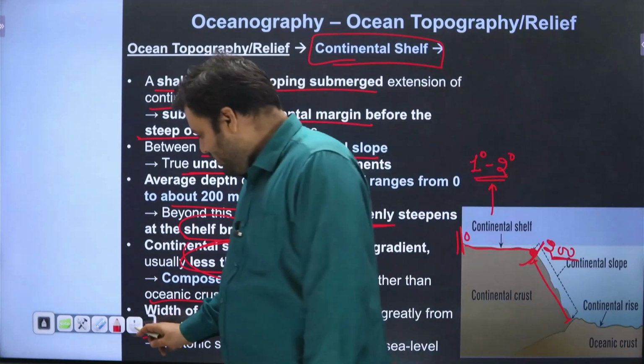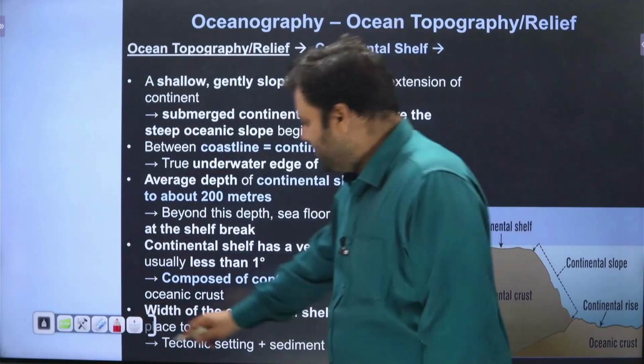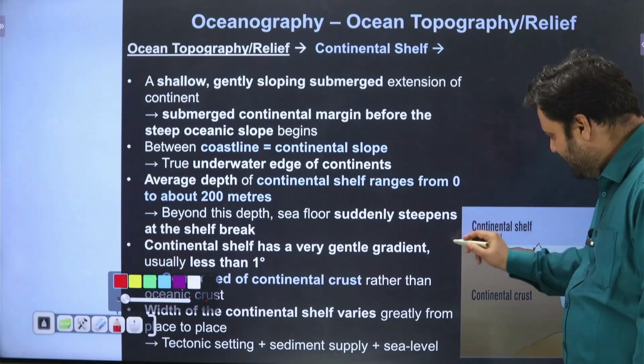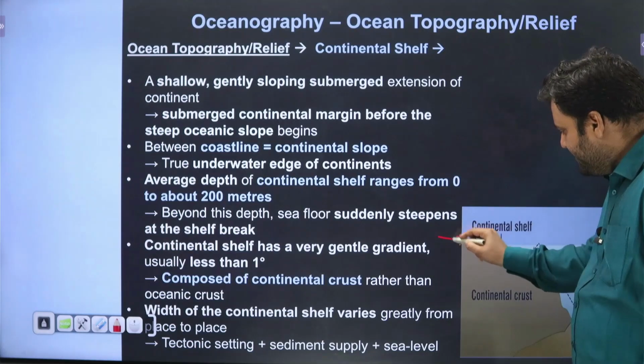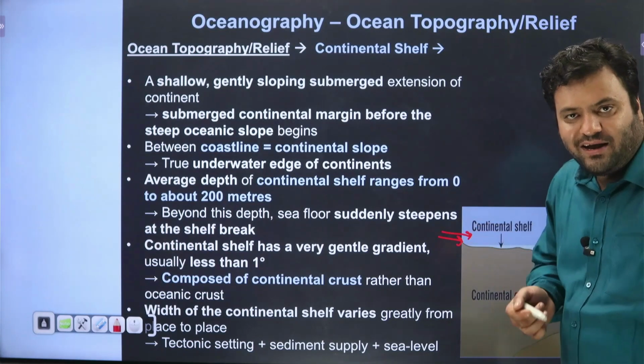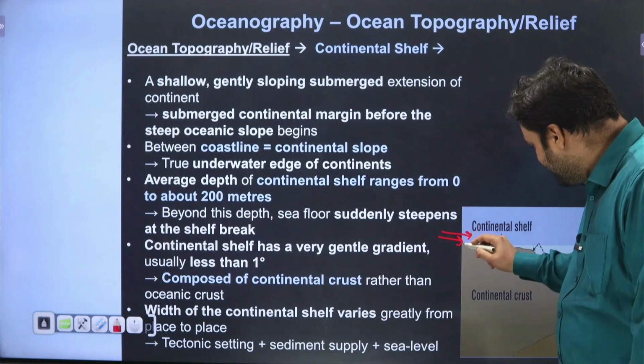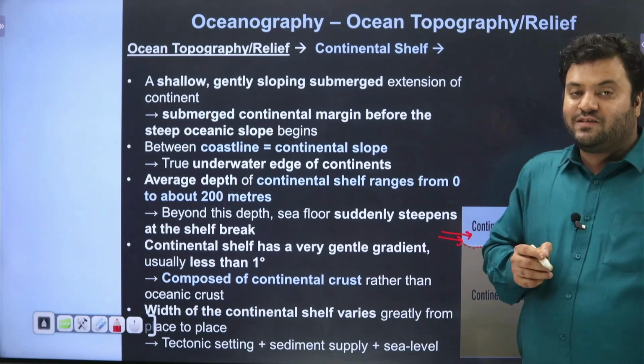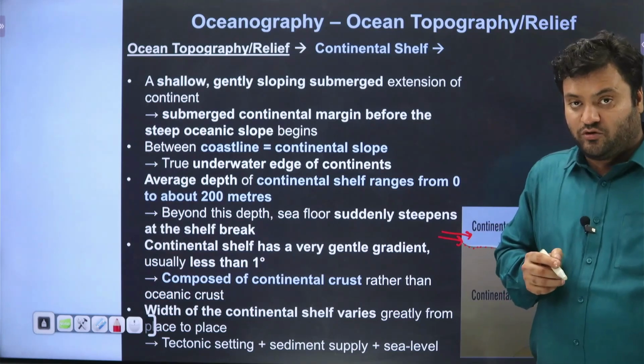See guys, in what way could you have an alteration when it comes to the water with respect to the continental shelf? See, if a river is there, and if this river is bringing so many sediments, and if these sediments keep on depositing here, then we can say that this continental shelf is getting more and more shallow with respect to the water level.